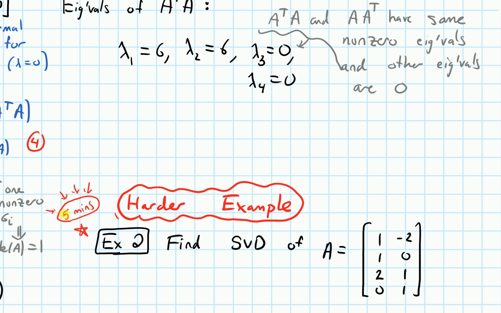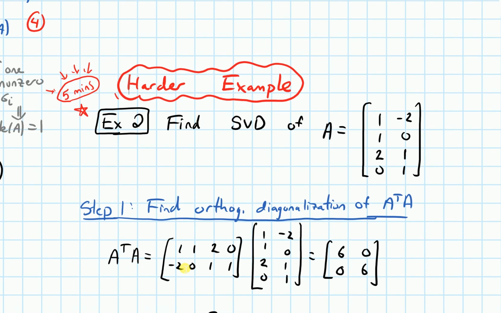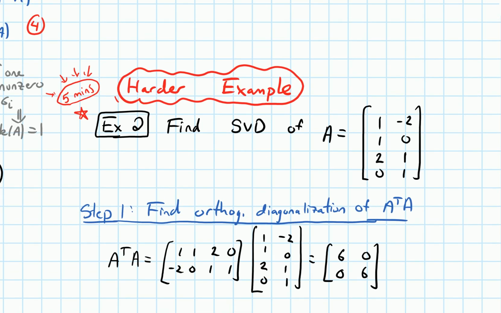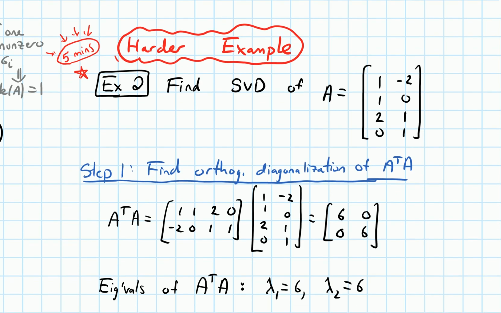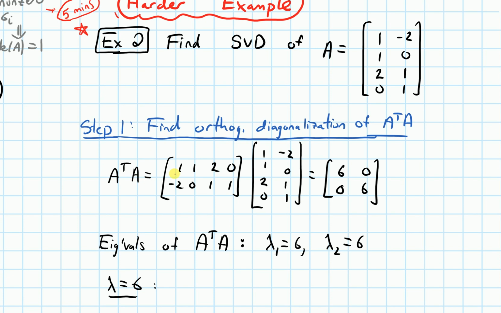All right, so hopefully you've done that. Hopefully you've paused the video and it's been about 5 minutes for you, but just a few seconds for me. To begin this process, the first step would be to find an orthogonal diagonalization of A transpose times A. I've gone ahead and worked out what this is. A transpose times A ends up being just a diagonal matrix, 6, 0, 0, 6.